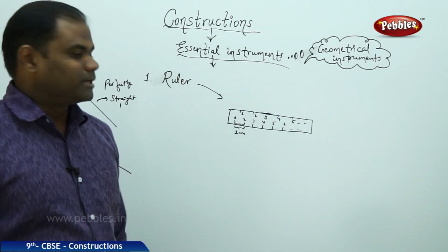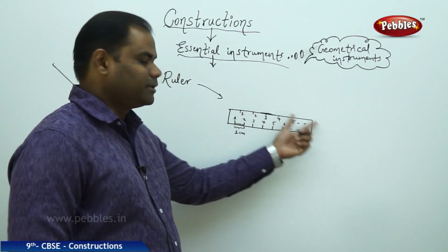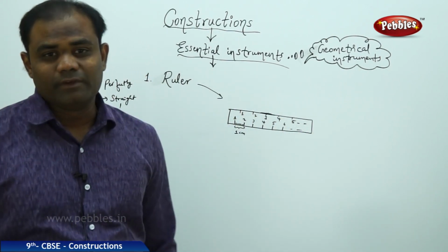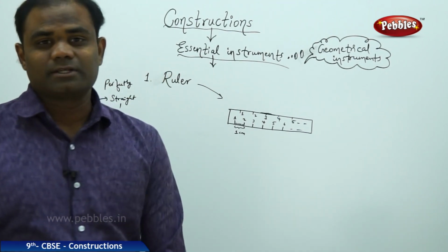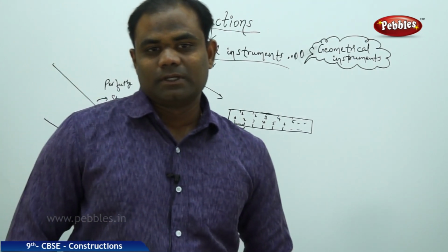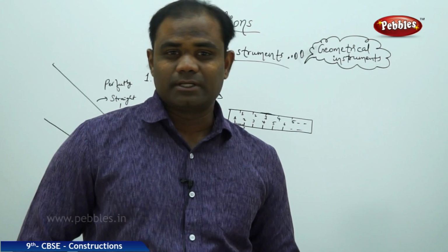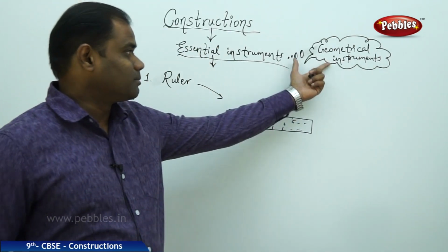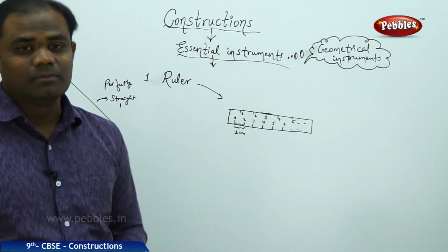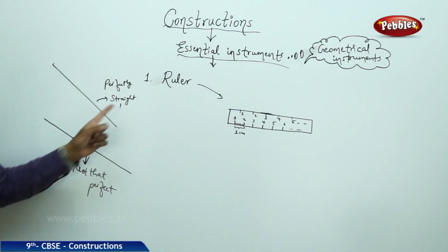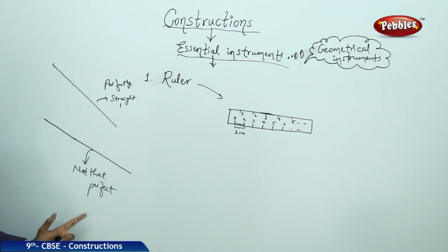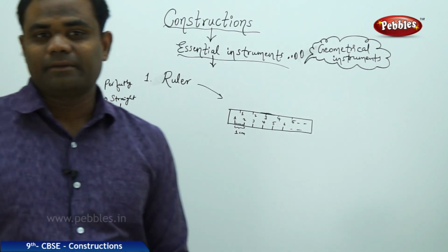So I have the measurements here in centimeters and here in inches, is how we understand a ruler basically with its properties. The first essential instrument in the geometrical list of instruments is a ruler, because it gives a perfect straight line, and a hand drawn one does not give me a perfect straight line.